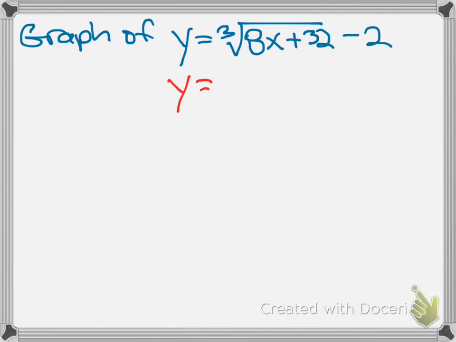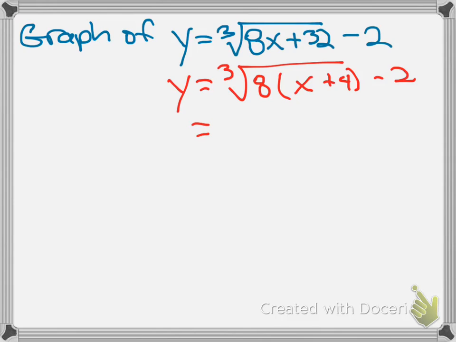So the first thing I'm going to do is notice that underneath the radical sign I can factor out an 8. When I factor out an 8, that gives me 8 times the quantity x plus 4. This is helpful, especially in this problem, because since we're taking a cube root and 8 is a perfect cube, we can take the cube root of 8 and get 2. So I can pull that 2 outside the radical sign. I just simplified that radical expression like we practiced earlier in the chapter. And we're left with 2 times the cube root of x plus 4, minus 2.